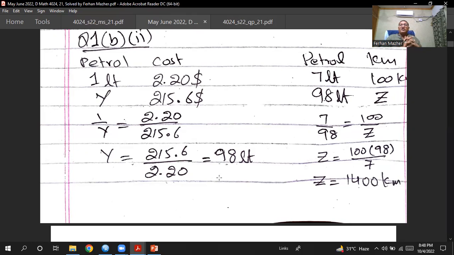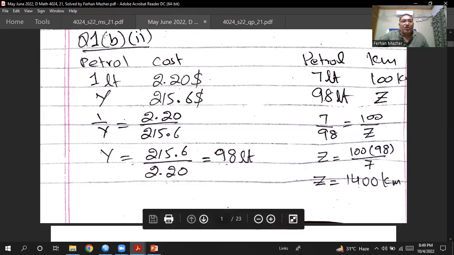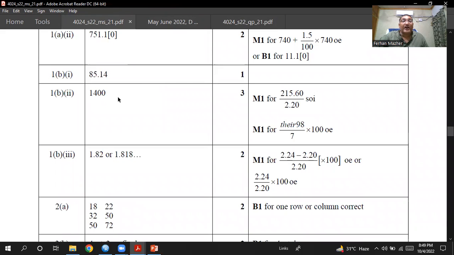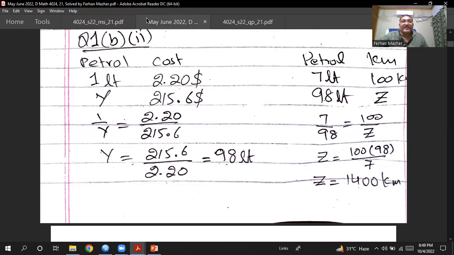So z will be equal to 100 multiplied by 98 divided by 7, and that will be 1400 kilometers. So 1400 kilometers is the answer, sir. Okay, so question number 1B, second part, 1400 kilometers is the right answer.